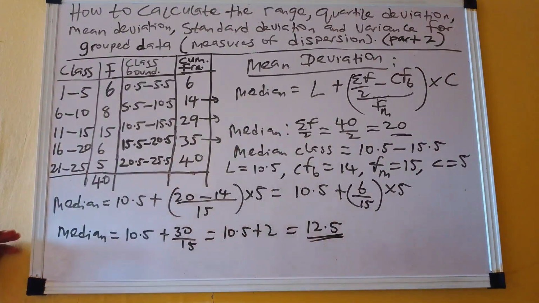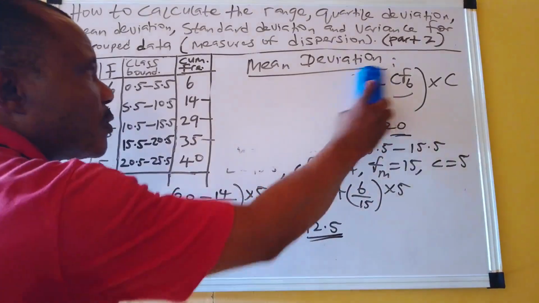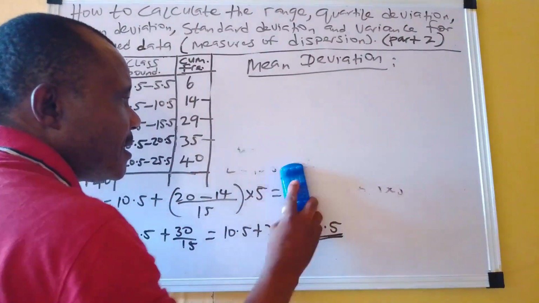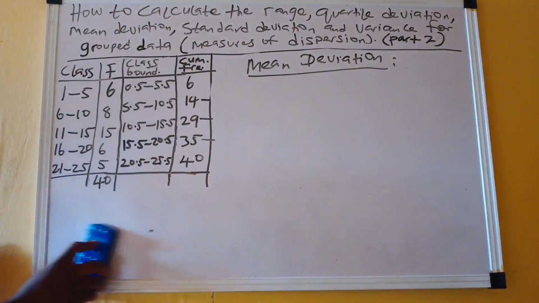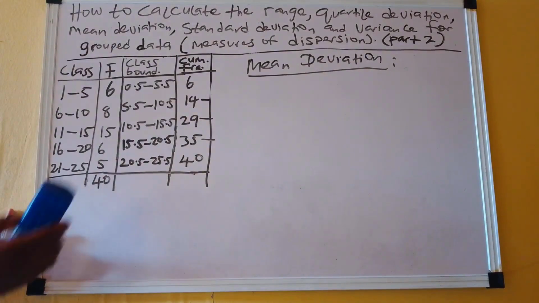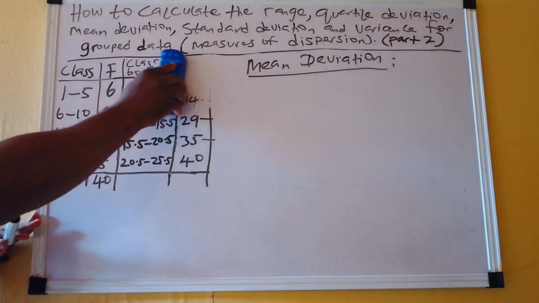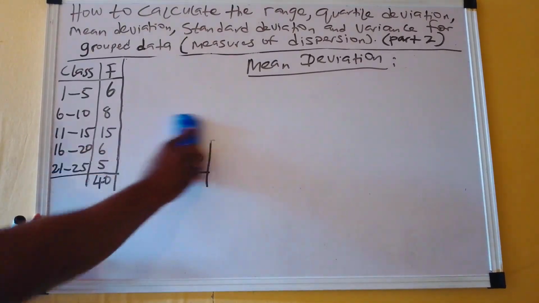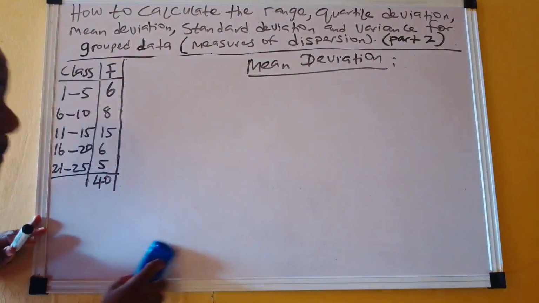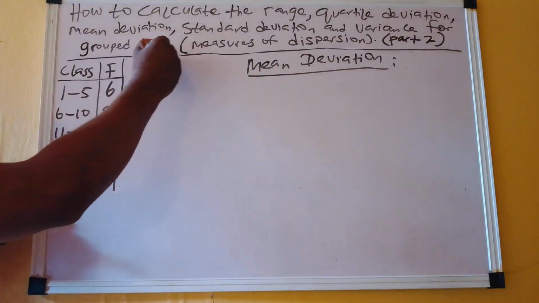So permit me to clean this part of the board. I want to go ahead and calculate the mean and the mode so that we can calculate their various mean deviations. Now, for me to calculate the mean and the mode, I don't need the cumulative frequency any longer, and I also don't need the class boundary. So permit me to clean this part from the board. The cumulative frequency is no longer needed, and the class boundaries, of course, will be needed for the mode. When we get there, we will make use of it.